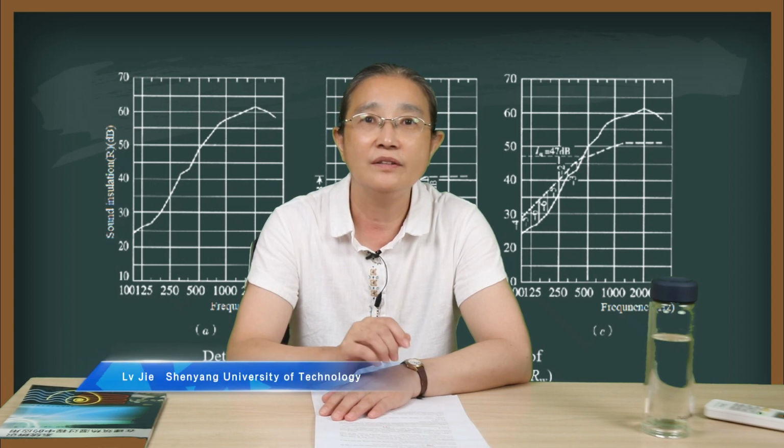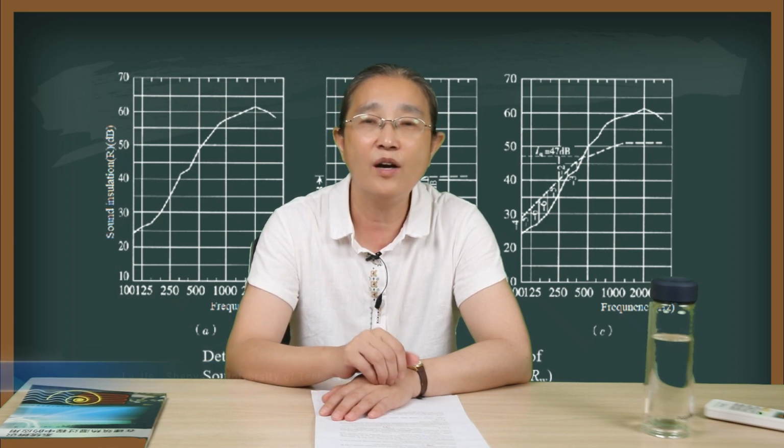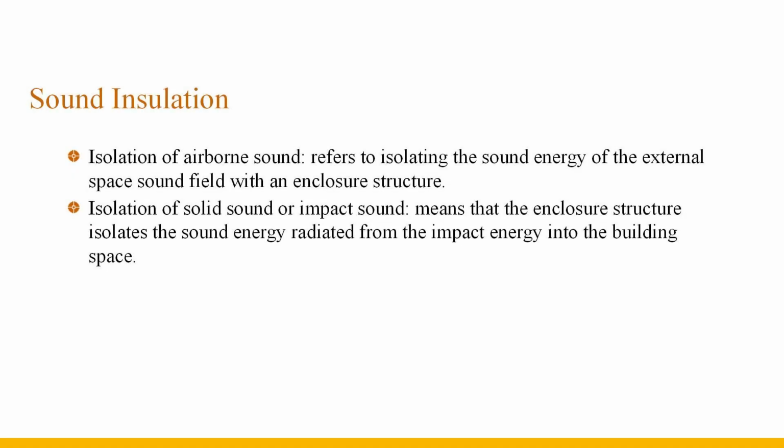Sound insulation includes the isolation of airborne sound, solid-borne sound, or impact sound. Airborne sound isolation refers to isolating the sound energy of the external space sound field with an enclosure structure. Solid-borne sound isolation means that the enclosure structure isolates the sound energy radiated from the impact energy into the building space.